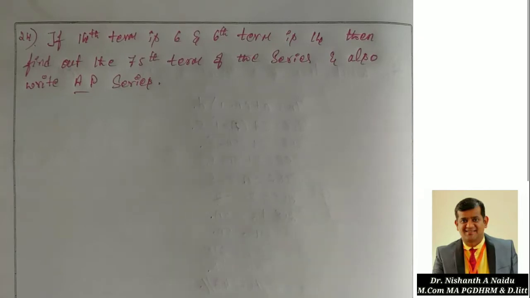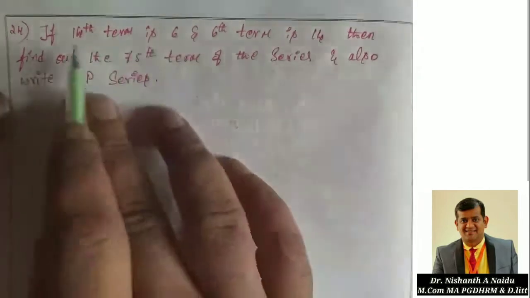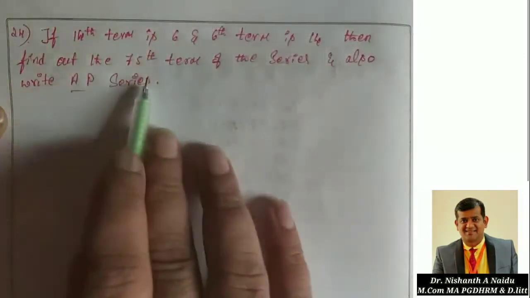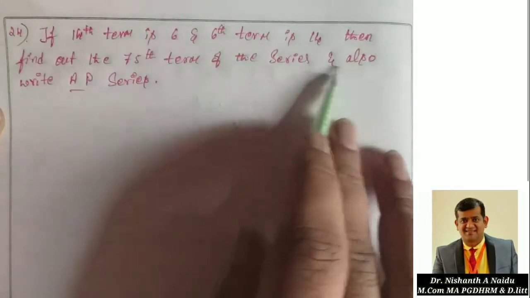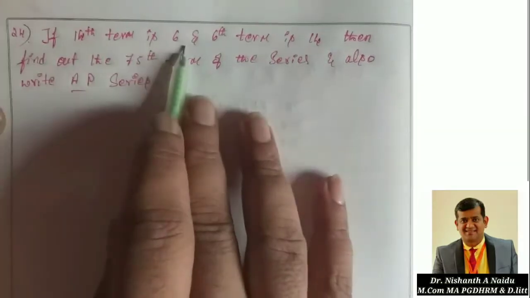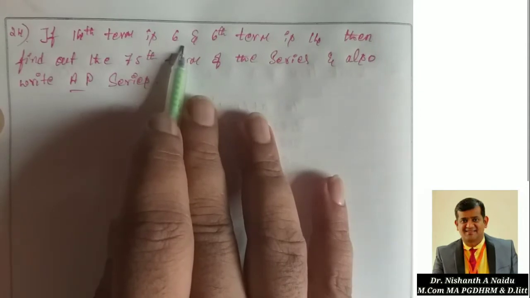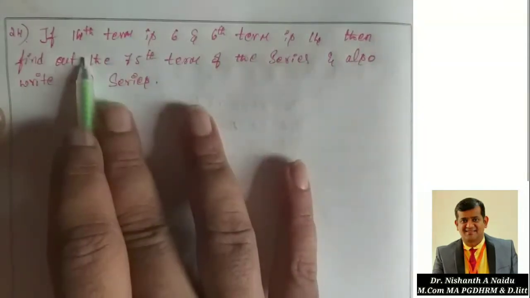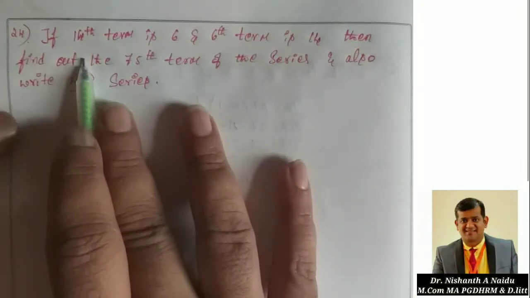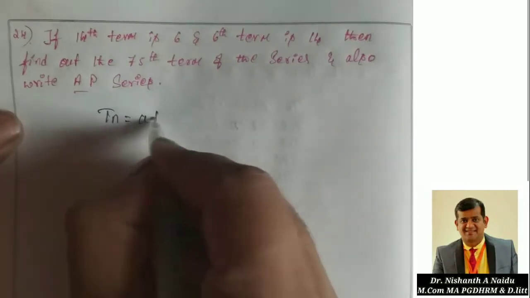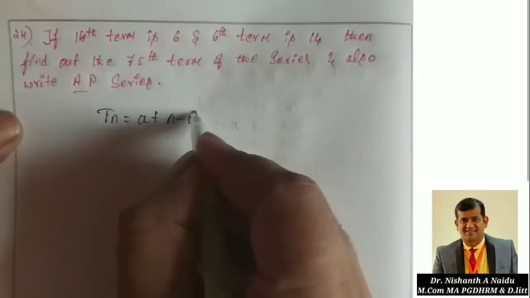As we know, we have to form an equation first. So the 14th term is 6 and the 6th term is 14. Then find out the 75th term of the series and also write the AP series. Okay. We don't know A here. So directly we have to form an equation. If you apply Tn equals A plus n minus 1 into D.